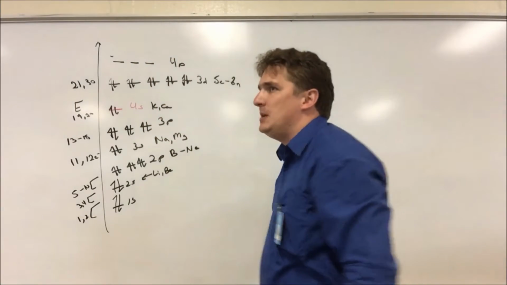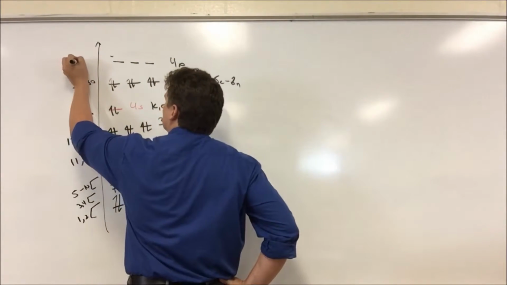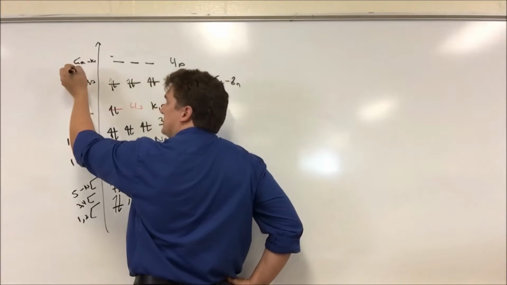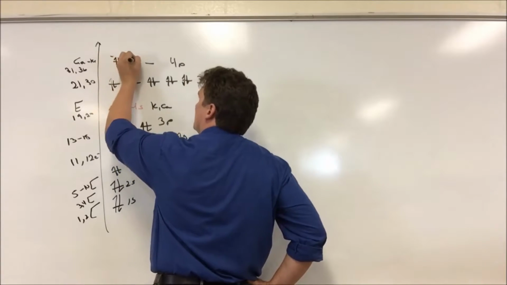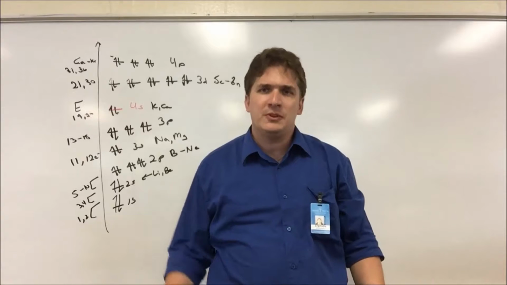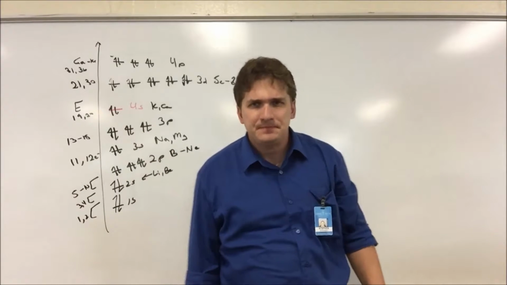And as we fill up our 4p, we're going from gallium to krypton, and this is 31 to 36 electrons. So once again, as we're starting to fill up our p orbitals, we're back to the far right side of the periodic table. We're filling up those last 6 columns.